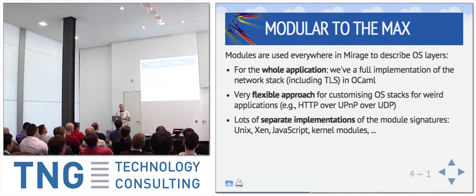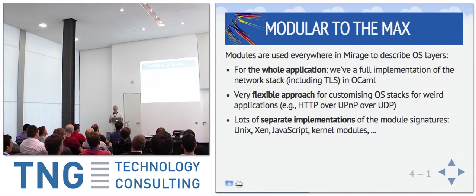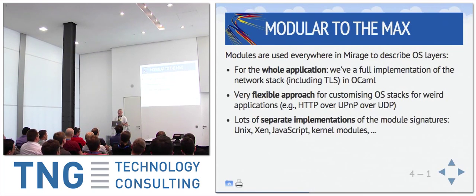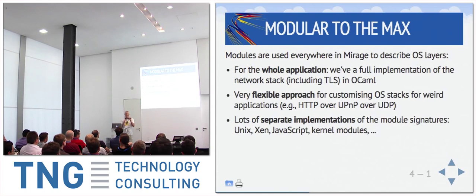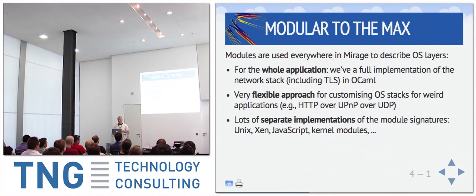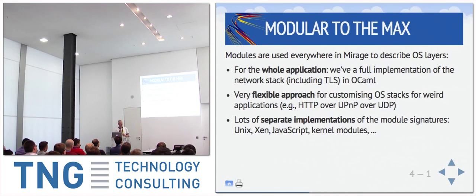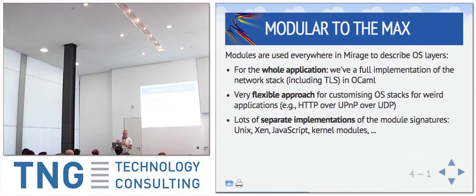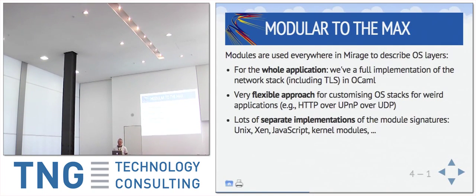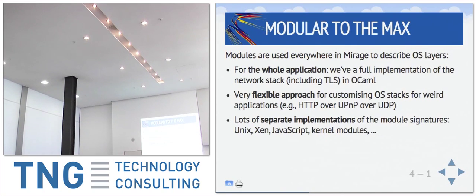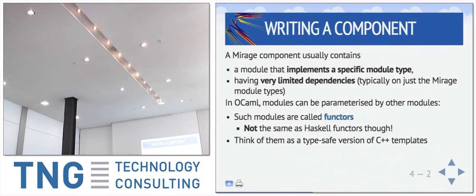We use them everywhere. So we've got full implementations of a network stack, including a TLS stack in OCaml. It's a nice flexible approach, so you can do lots of layering in crazy ways if you wish, using these signatures. And then we have lots of different implementations of module signatures. So if you want, you can implement all these in JavaScript. You can use the js_of_ocaml compiler, take the OCaml code, and build it to run in a web browser. Also supporting Xen, Unix, and then an increasing number of other platforms.